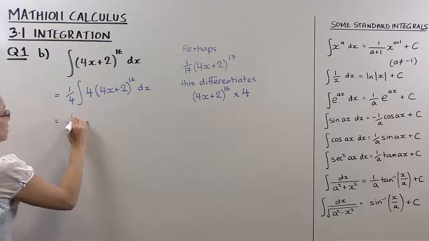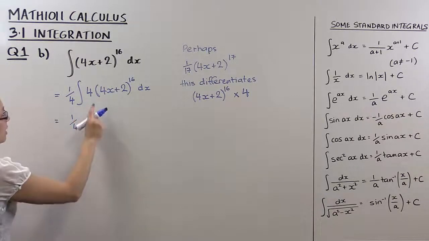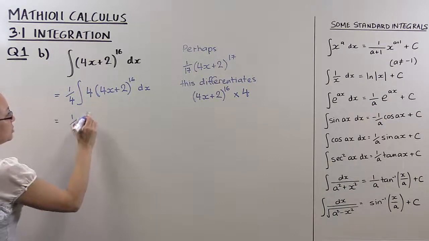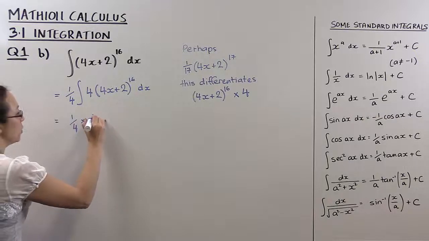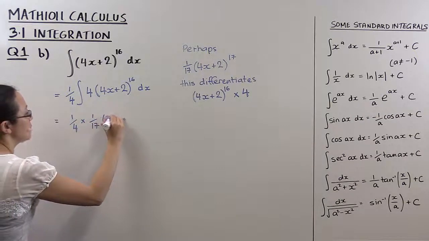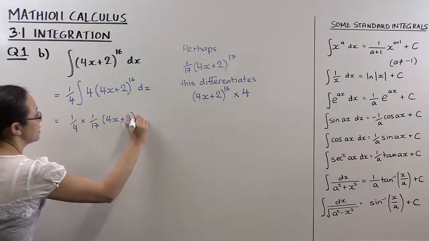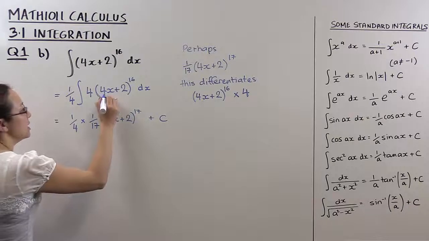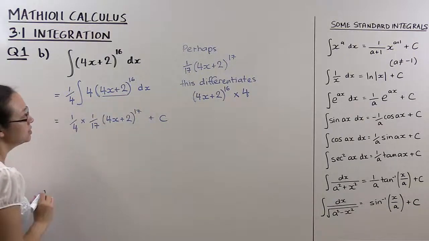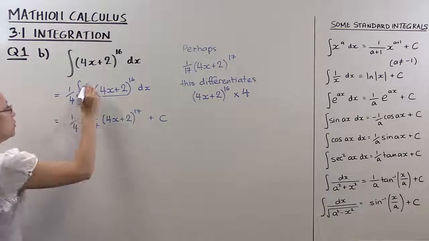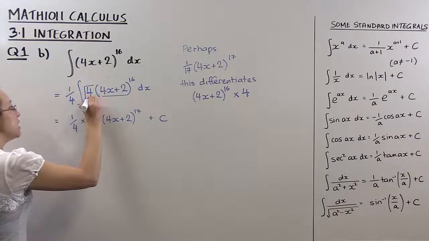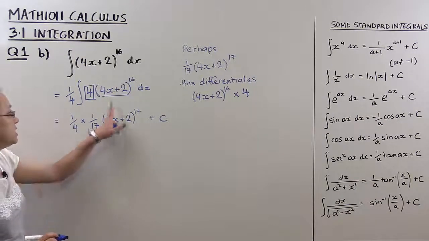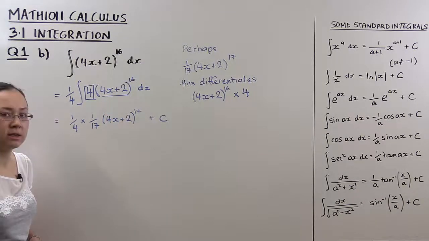And now this 1/4 is just a constant, I can keep that there, and an antiderivative of (4x + 2)^16 is just 1/17 (4x + 2)^17 plus a c. The idea being that the derivative of the inside of that function is 4, and that 4 is sitting outside there. So I can reverse this chain rule at this stage and get this as my answer here.